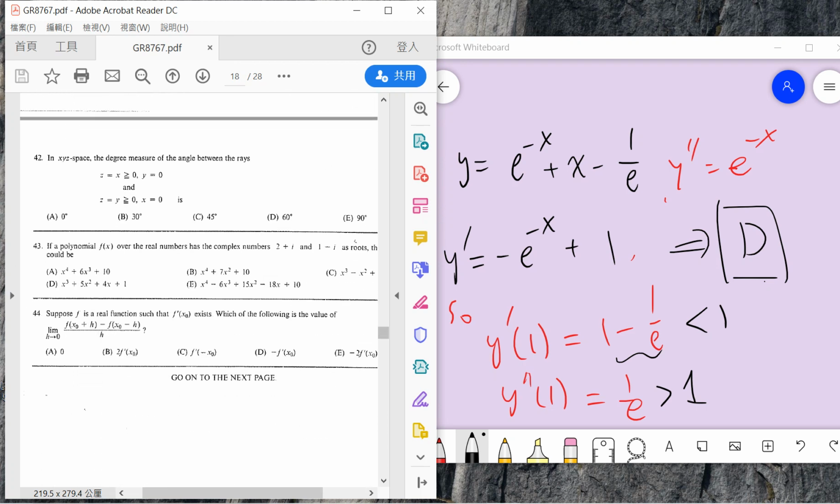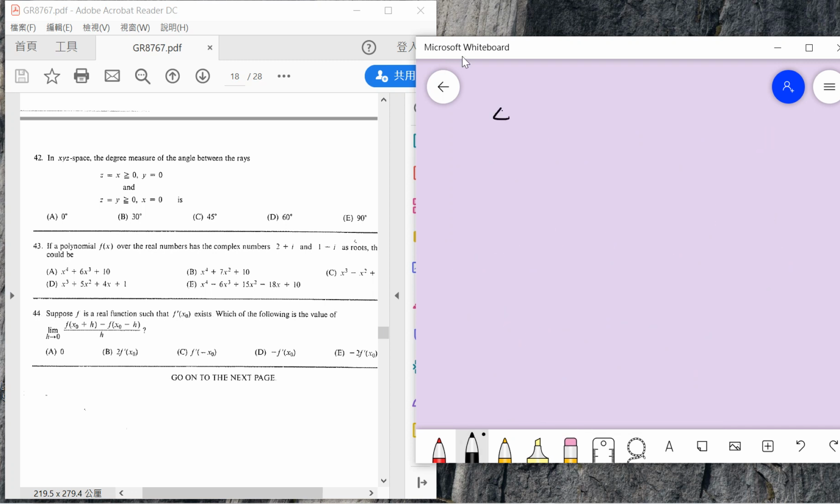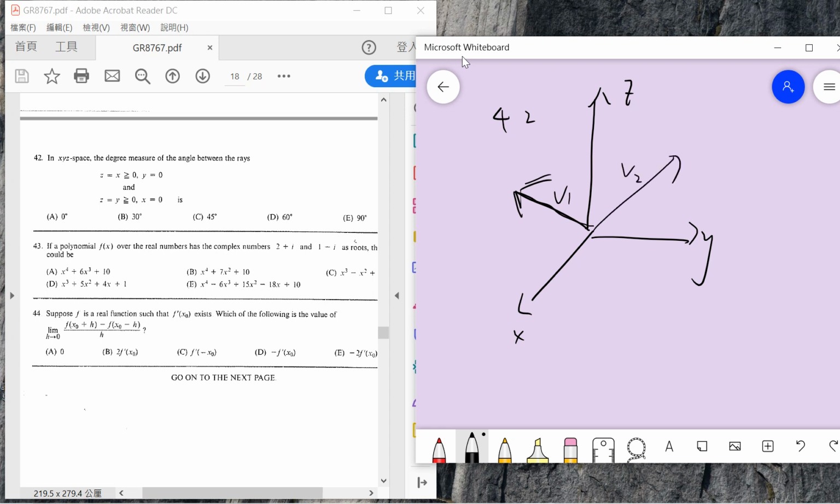Okay, 42. Because 42 is also simple, I combine it with 41. So you have xz. This is one vector as z, and another vector where x equals 0. It's this term, this v2, and calculate the angle between them.